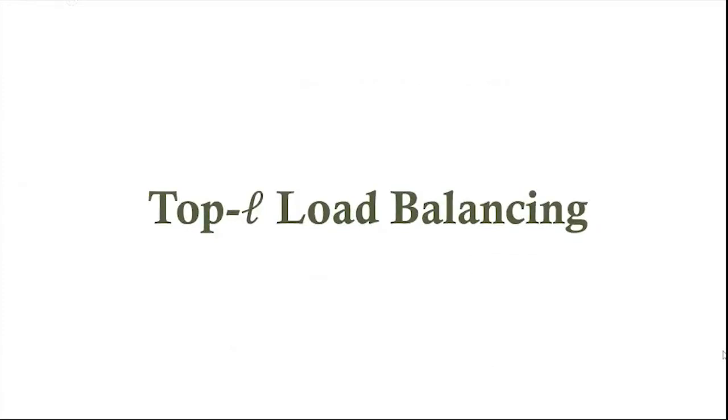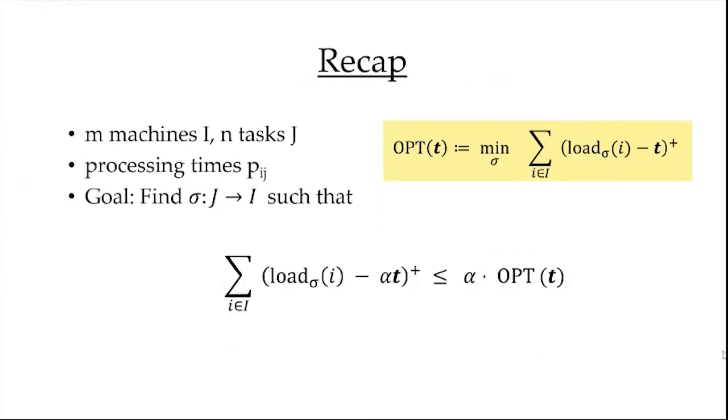Okay, so again, I may not get to the clustering, but the load balancing is very cute, so I'd like to spend some time on it. There are m machines, n tasks, processing times pij. I want to find a schedule with alpha as small as possible. I want to look at the sum over all machines of the load minus alpha t, plus, and I want to bound it by alpha times opt t, but opt t doesn't have that alpha.